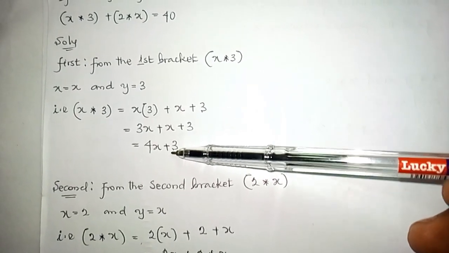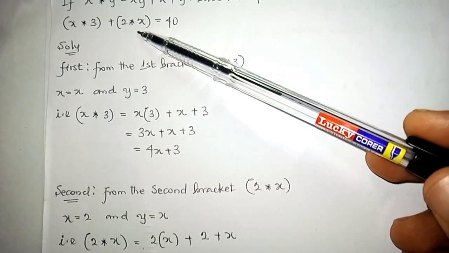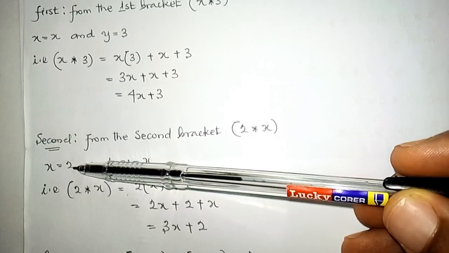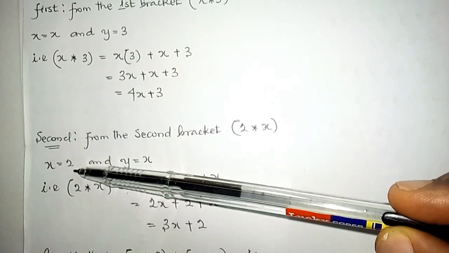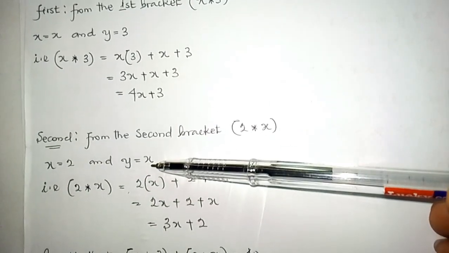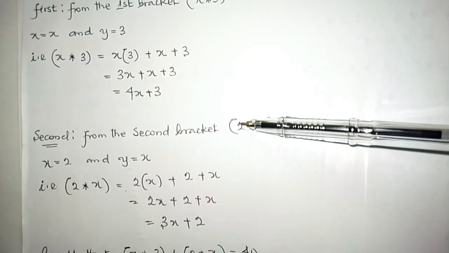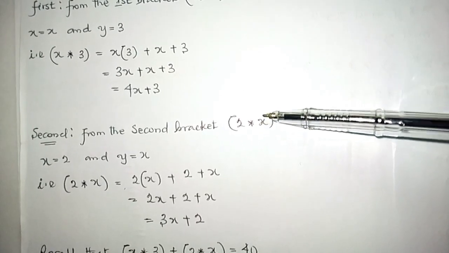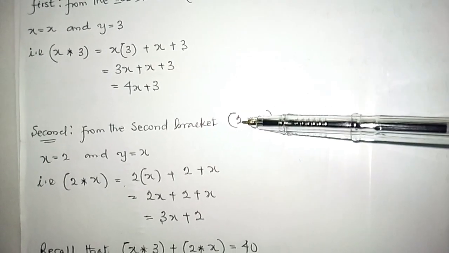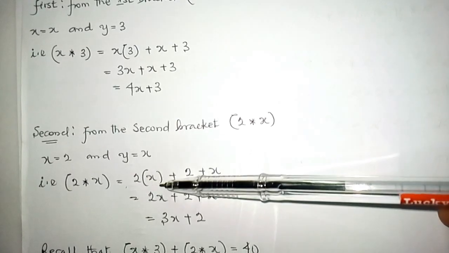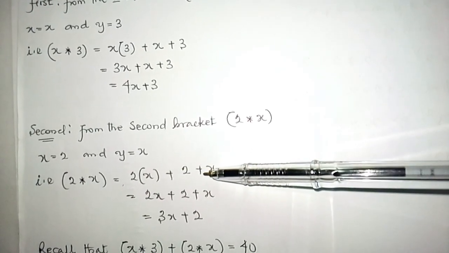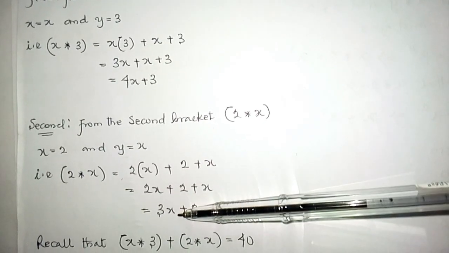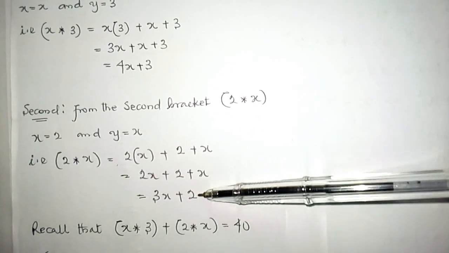Then the next step is for us to work on the second bracket, which is 2 asterisk x. So from the second bracket, when we equate it, we have x equals 2 and y will be equal to x. So wherever we find y, we'll be imputing x. Wherever we find x, we'll be imputing 2. So we have 2x plus 2 plus x. If we sum up and collect like terms, we have 3x plus 2.